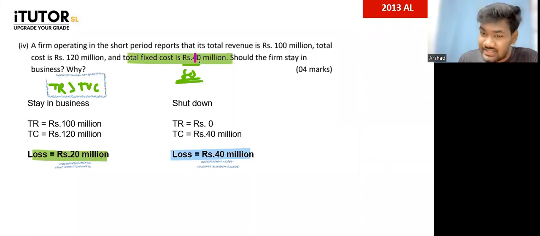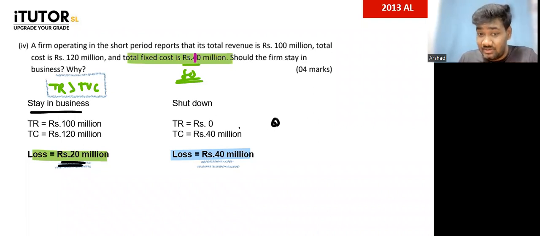So same question, I just changed this number. Total fixed cost was 40 million, I made it 10 million. So then see, my loss if I stay in the business will be 20, it is the same thing. No difference in total revenue and total cost. If I shut down, my total revenue will be 0. How much will my total cost be if I shut down? My total cost would be only the 10 million fixed cost. So then my loss would be only 10 million. Then which one is better? Then shutting down is better.